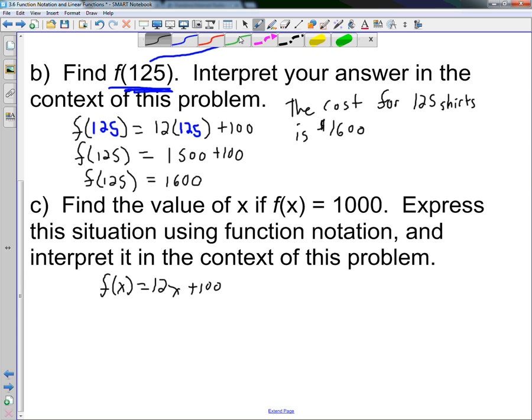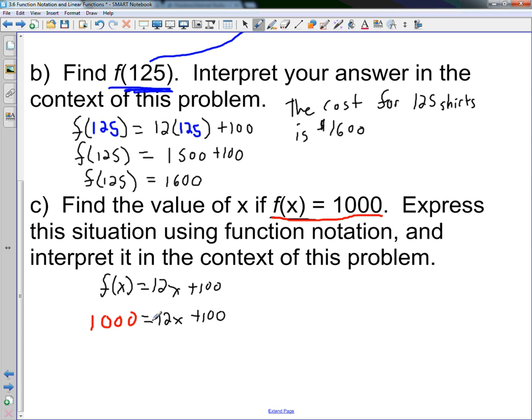This one, we have f of x equals 1,000. So this is replacing f of x with 1,000. So it equals 12x plus 100. So notice that I'm not plugging it in for x. I'm plugging it in for the total, or the f of x. It replaces that whole f of x. So we go ahead and solve. So subtract 100. And we have 900 equals 12x.